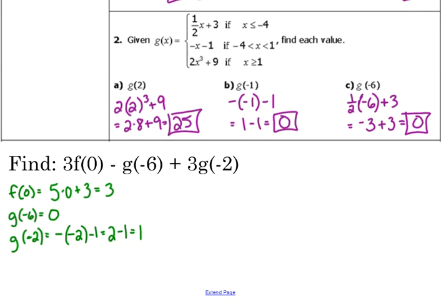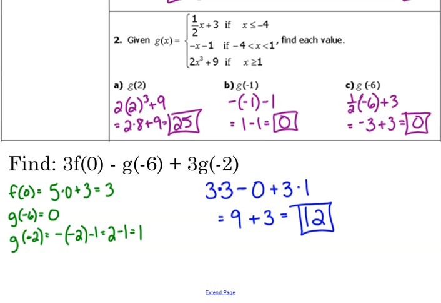Now let's put them together with this combination that it wants. It wants 3 times my f of 0. My f of 0 was 3, so 3 times 3, minus my g of -6 value, well, that was 0, plus 3 times my g of -2, that was 1. So we've got 3 times 3 is 9, minus 0, it's not going to do anything, so plus 3 times 1 is 3. So this whole answer is 12. All right. Questions?